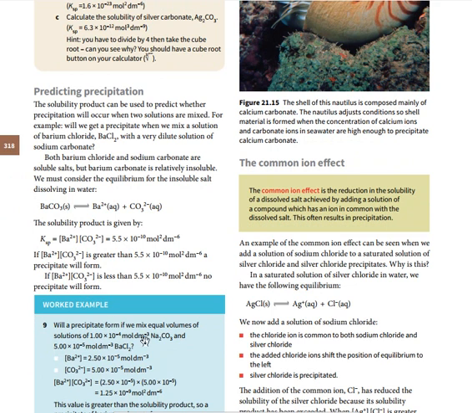Let's visualize, let's take some example. Will a precipitate form if we mix equal volumes of solutions of 1.0 times 10 to the power negative 4 mole per dm cube of this and this? So now in this case, what happens?